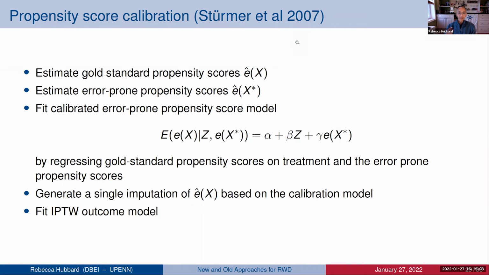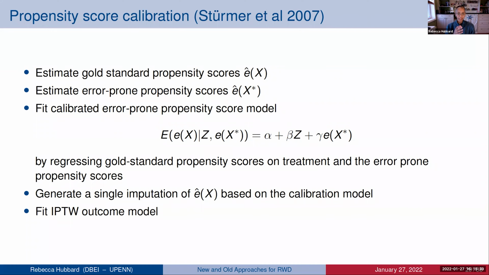So this idea of directly carrying out regression calibration on a propensity score is called propensity score calibration. It was originally proposed back in 2007. It proceeds pretty much as I just described or summarized. We're going to predict a propensity score E hat of X based on complete covariate information, all of the confounders that we're worried about. We're also going to estimate what I'll call an error-prone propensity score based only on those covariates X star that don't have any missingness.